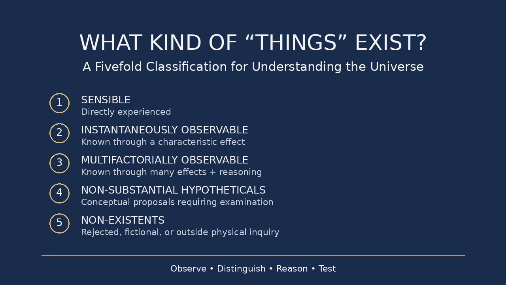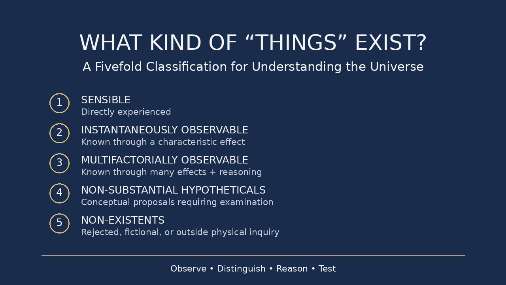The danger is not inference itself. Inference is essential. The danger is forgetting that an inference is an inference. A measurement is not the same thing as an interpretation. An interpretation is not automatically a physical entity. A mathematical model is not necessarily a substance. And a hypothesis is not a fact simply because it is elegant. This classification is intended to keep those levels distinct.